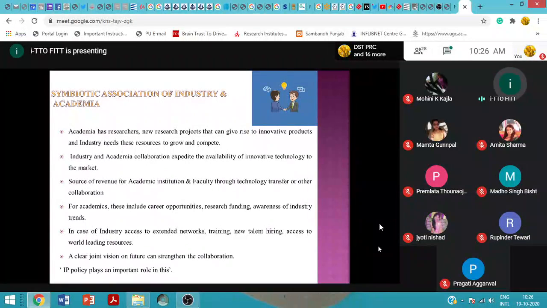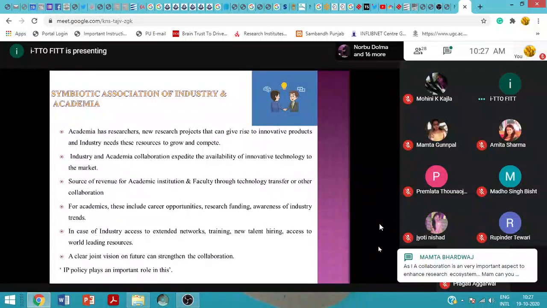So how is this association symbiotic, how is it beneficial for both the parties? In the case of academia, there is a conducive environment for research. They have skilled manpower in the form of scientists, faculty members and researchers, and they have world-acclaimed new research projects that can give rise to innovative products.